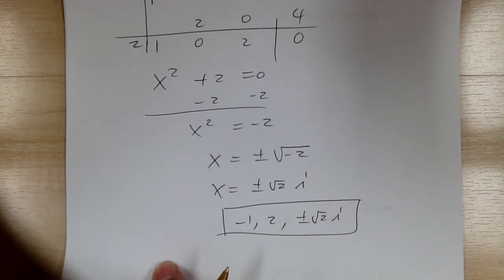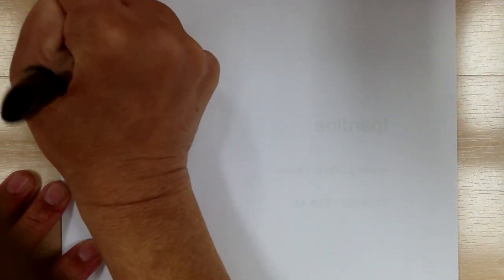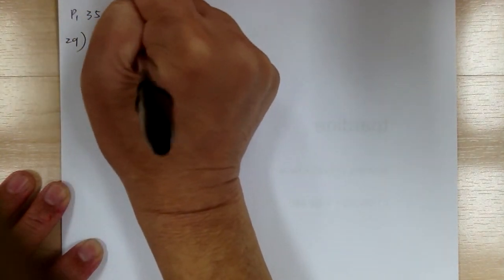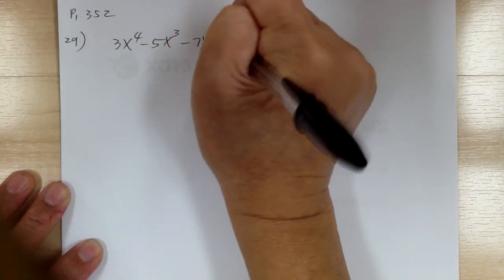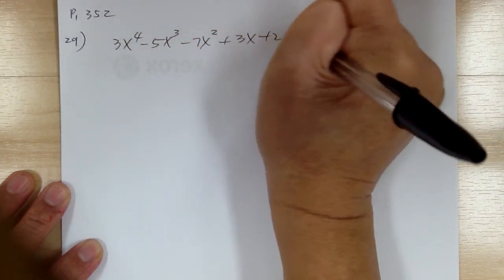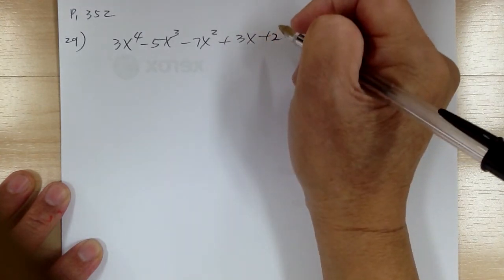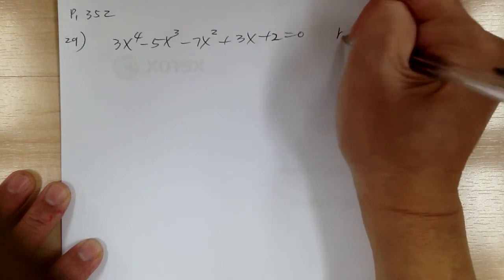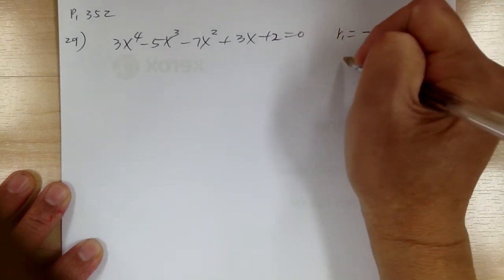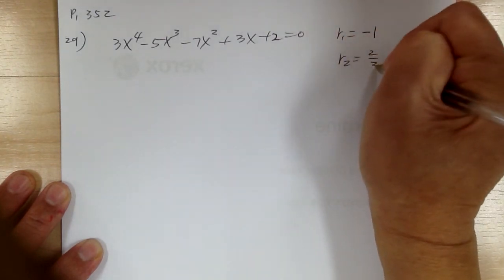Okay, let's go to the next one. So you got 3x^4 - 5x^3 - 7x^2 + 3x + 2 = 0. And just like the last time, two answers are given: r1 = -1, r2 = 2/3.